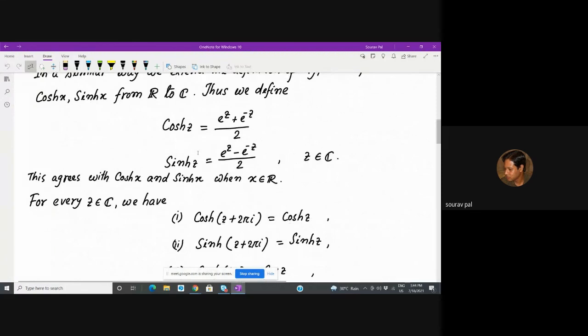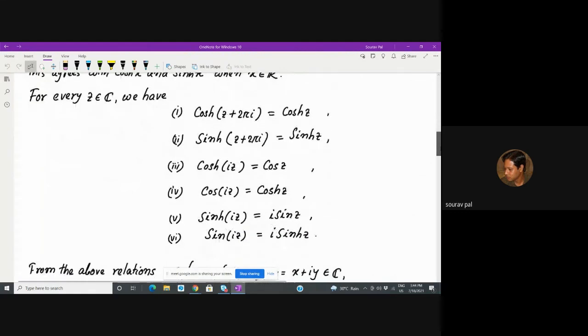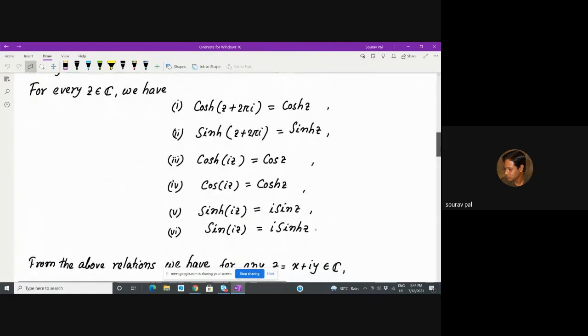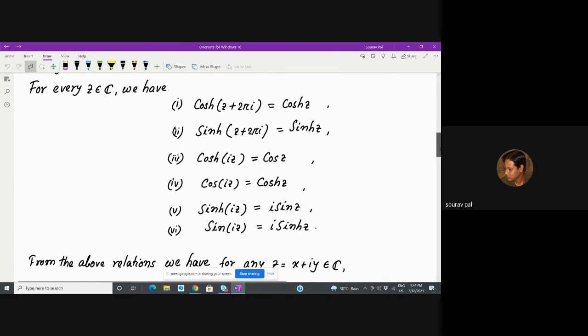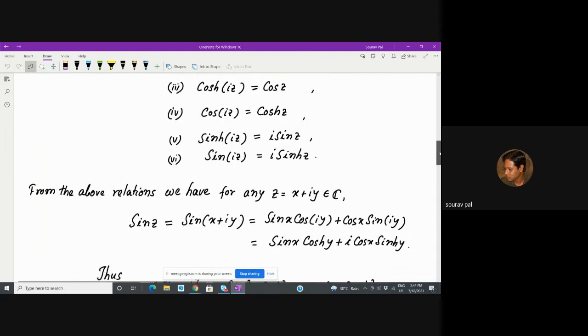Similarly, one can define hyperbolic functions for all complex numbers in a similar fashion. You just look here. Now the point is that we also have a set of properties of the hyperbolic functions. It's 2 pi i periodic. And there is an interplay between the hyperbolic functions, sinh and sin z, cosh and cos z, and they can be easily deduced. This is just school level algebra, nothing else.